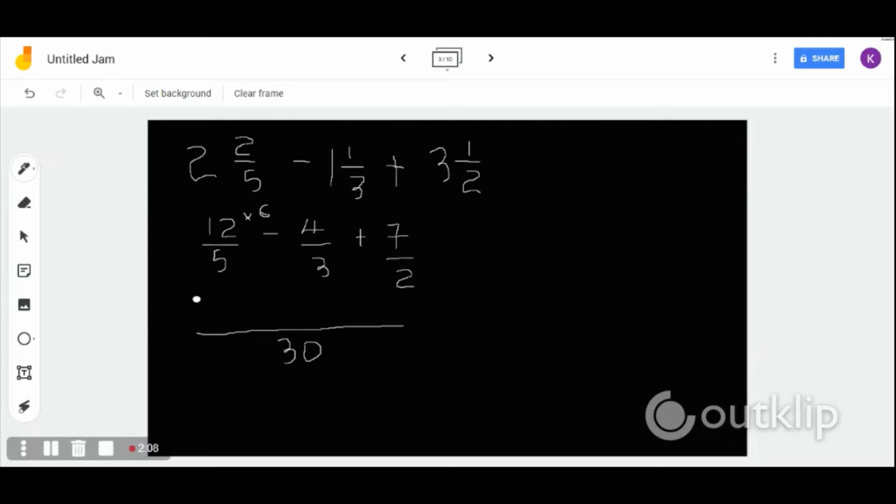6 times 12 is 72. Minus 3 into 30 goes 10 times. 4 times 10 is 40. Plus 2 into 30 goes 15 times. 7 times 15 should be 105.